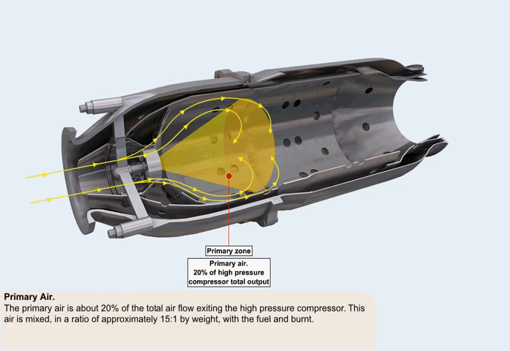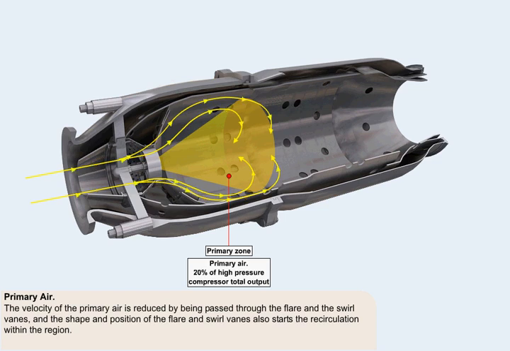The primary air is approximately 20% of the total airflow coming from the high-pressure compressor and into the combustion chamber. This is the air which is mixed, in a ratio of approximately 15:1 by weight, with the fuel and burnt. By being passed through the flare and the swirl vanes, the velocity of the primary air is reduced, which must happen if the flame is not to be extinguished, and the shape and position of the flare and swirl vanes also starts the air recirculating within the region.